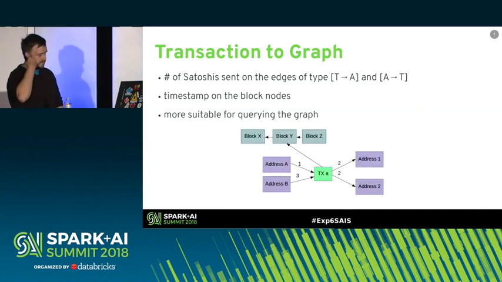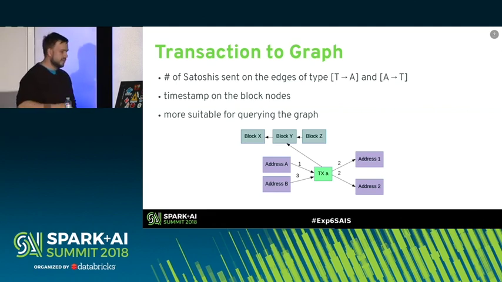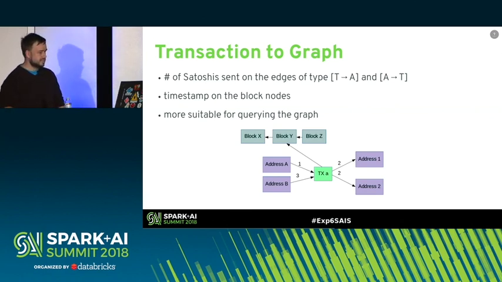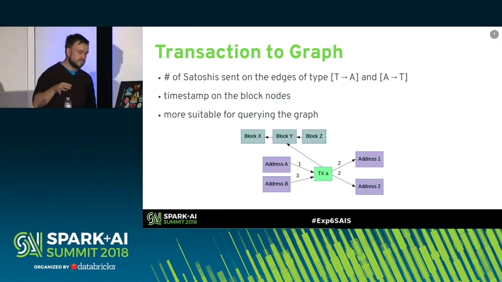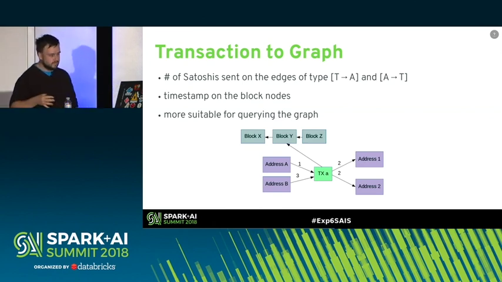I encoded the transactions also in the graph. So I don't have only addresses in the graph, but also transactions and blocks. This is more suitable for querying the data because I can ask questions like who participated in this transaction and sent money to whom.